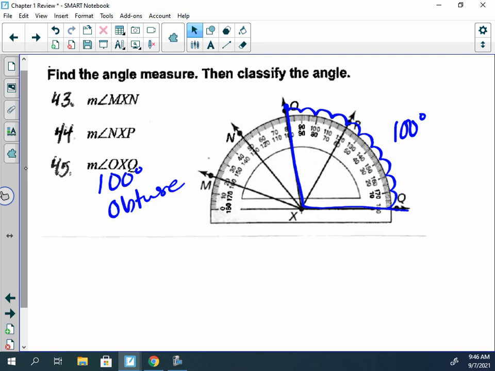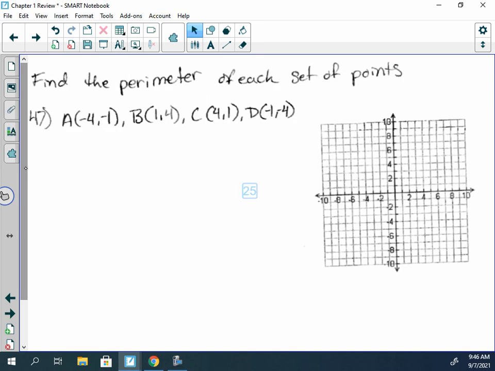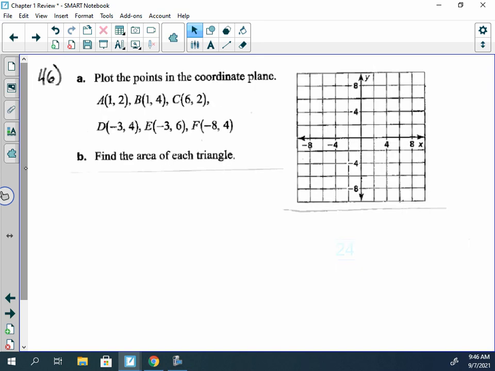Questions on this here? Questions on 46 or 47? 46, plot the points in the coordinate plane. So A is at 1, 2. So 1, 2.